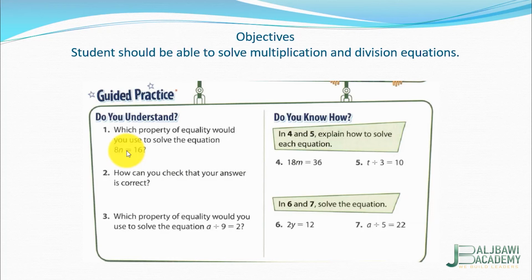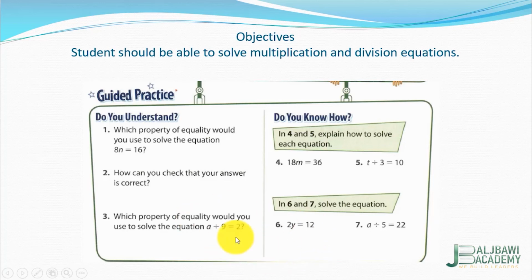18m equals 36. We divide both sides by 18 because it's multiplication. t divided by 3 equals 10. We need to multiply both sides by 3 to get the variable alone. Now in number 6 and number 7, we need to use the inverse operation.